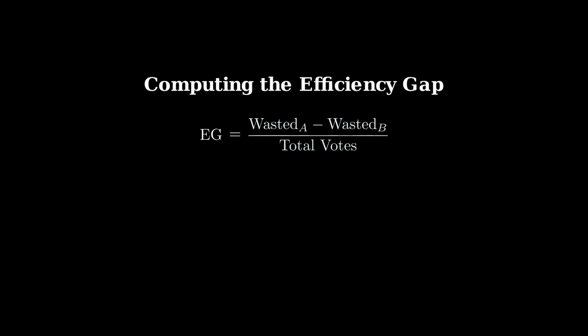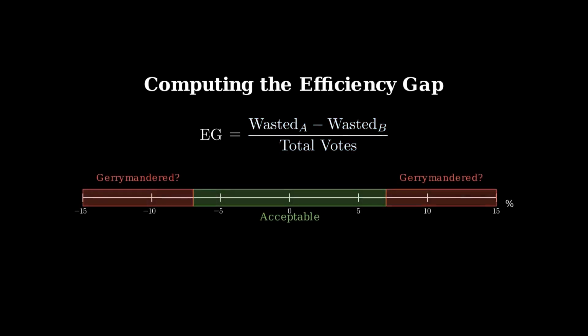A wasted vote is either a vote cast for the losing candidate in a district, or a vote cast for the winning candidate beyond the number needed to win. You compute total wasted votes for each party, take the difference, and divide by the total number of votes cast. If the result is 0, neither party is being systematically disadvantaged. If it's large, say above 7 or 8%, one party is wasting far more votes than the other, which is the mathematical fingerprint of gerrymandering.